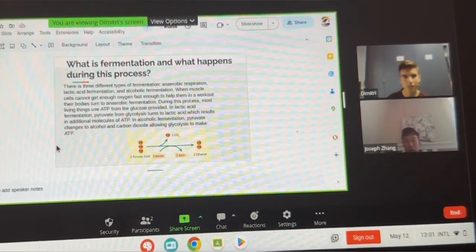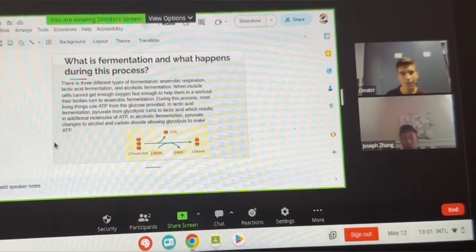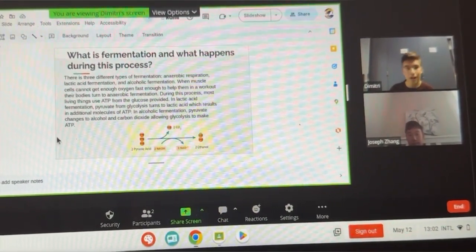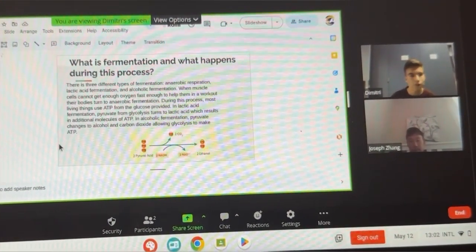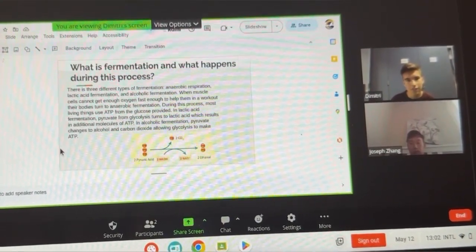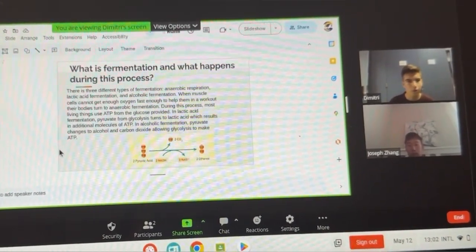What is the fermentation process and what happens during this process? There's 3 different types of fermentation: anaerobic respiration, lactic acid fermentation, and alcoholic fermentation. When muscle cells cannot get enough oxygen fast enough to help them in a workout, their bodies turn to anaerobic fermentation.